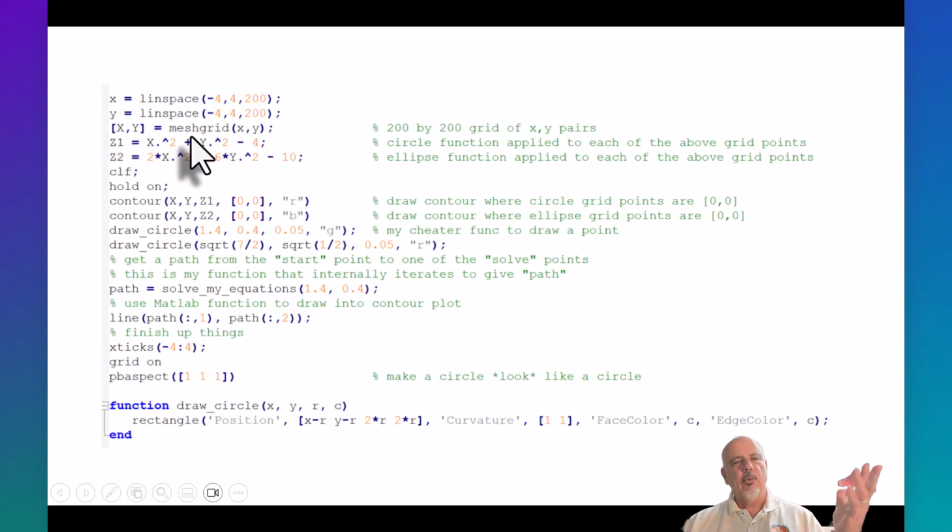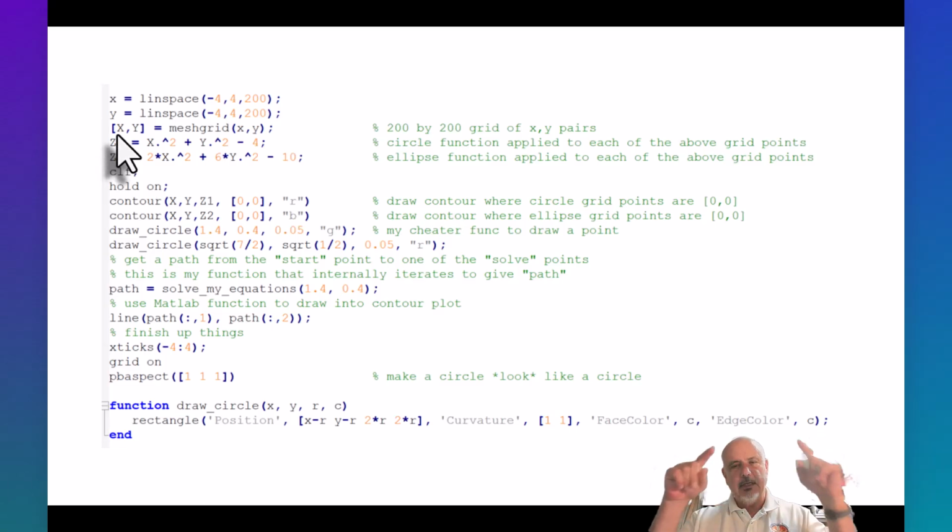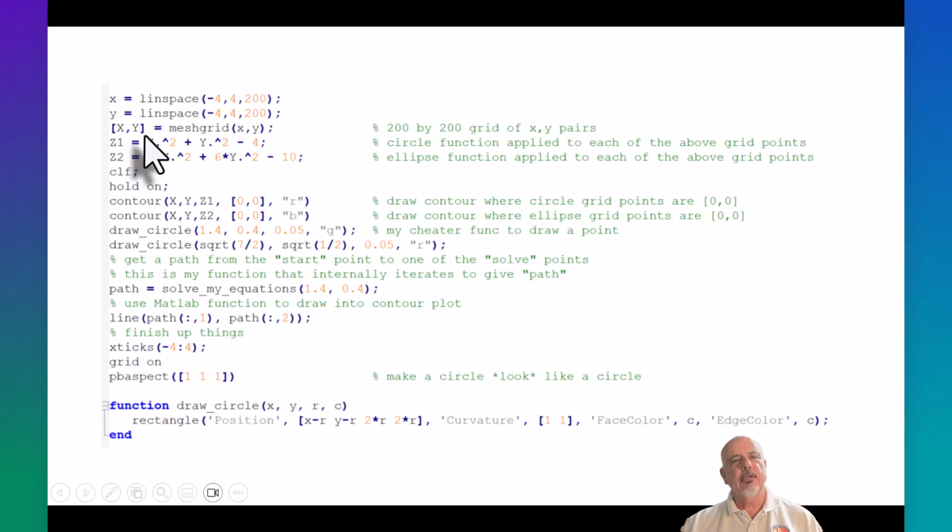But the way I do the contours is I want to do a meshgrid. So it's going to take the x vector and the y vector, and create basically a matrix of x and y. The matrix X contains all combinations of x and y. So these are going to be all x's and all y's, and I end up with, in this case, a 200 by 200 grid of xy pairs.